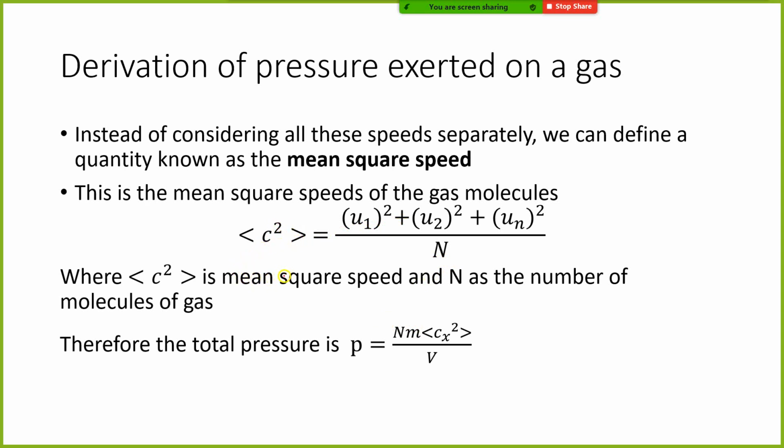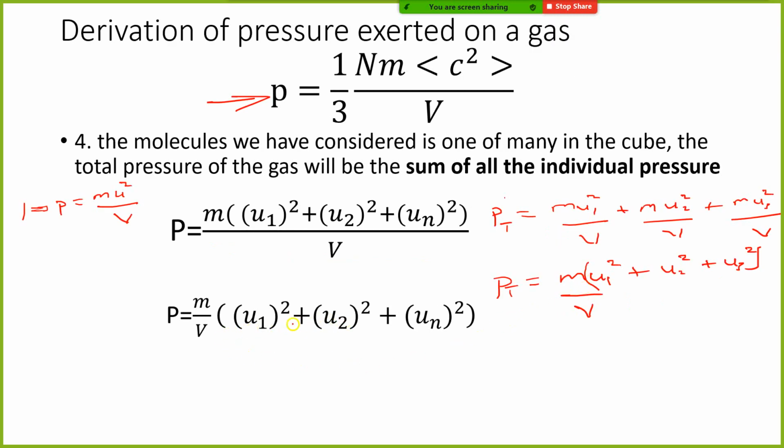Before I make that substitution, it's best if I make u1 squared plus u2 squared plus un squared the subject, and in order to do that, I must transpose. So when I transpose, I get that my mean square speed times N is equal to all of this right here. I'll go back to this equation and substitute for this. So P is now equal to M divided by V, times N times C squared, the mean speed square.